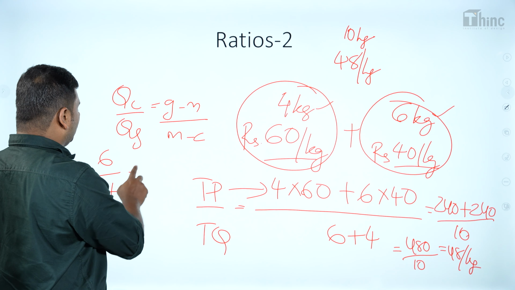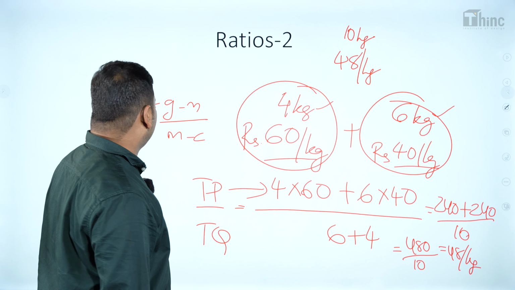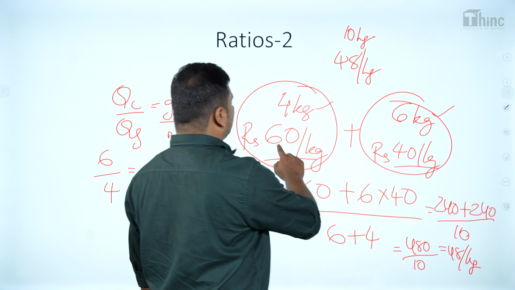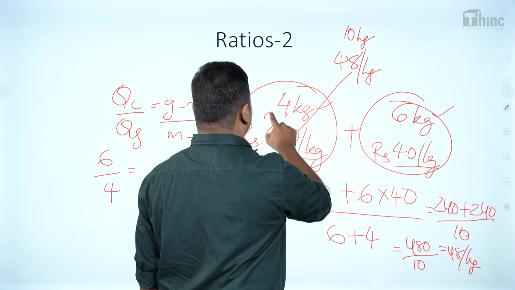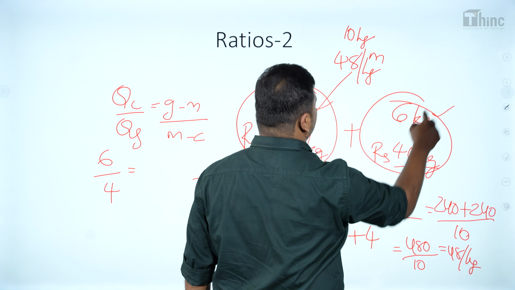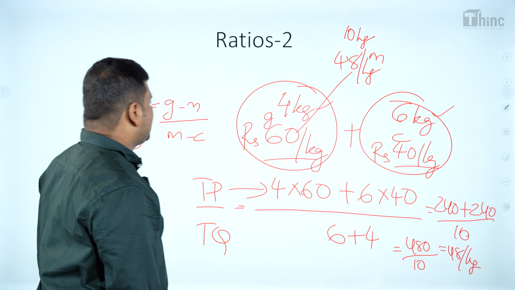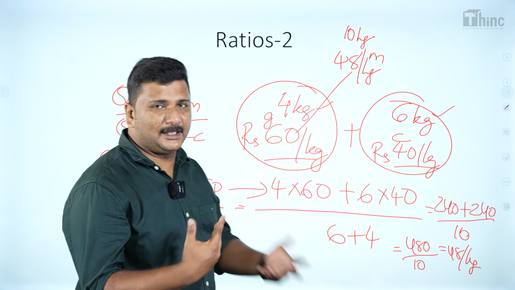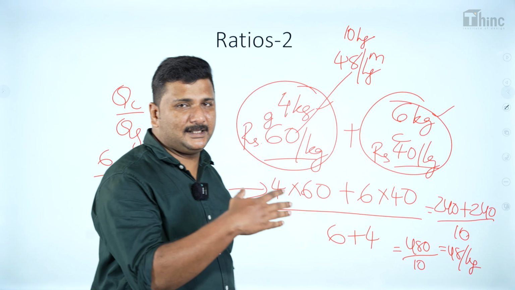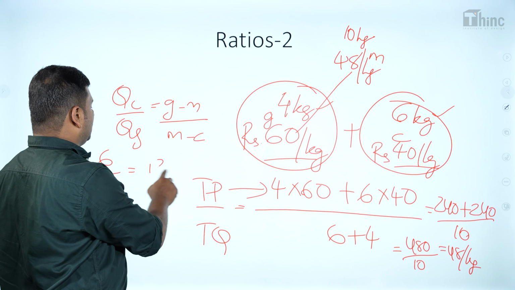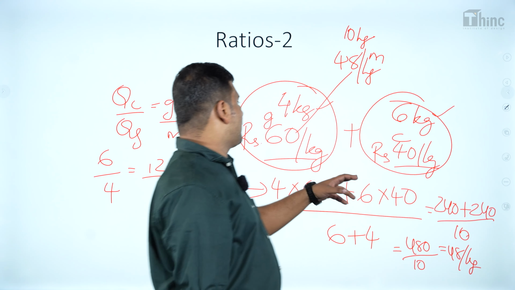So what is 6 by 4? That is G minus M by M minus C. So what is G minus M? Price of good quality. So this is G, this is M and this is C, right? The prices. So what is G minus M? It's 60 minus 48. So when you do 60 minus 48, what are we getting? We are getting 12.